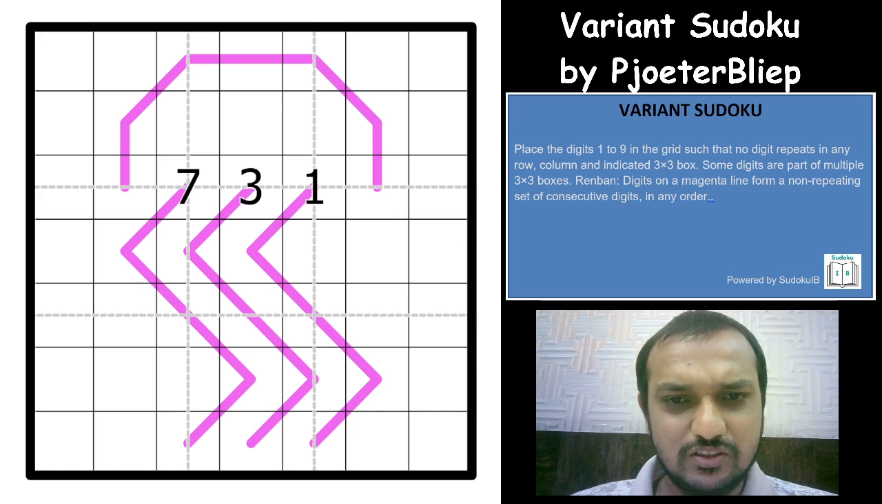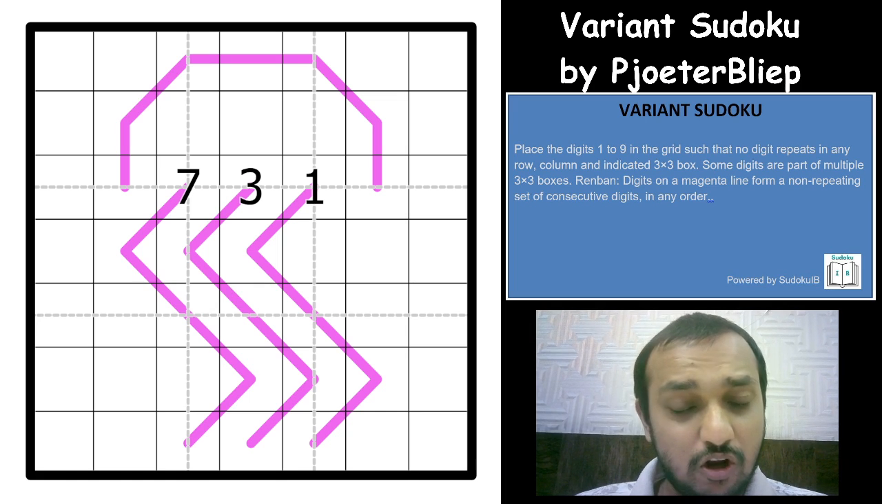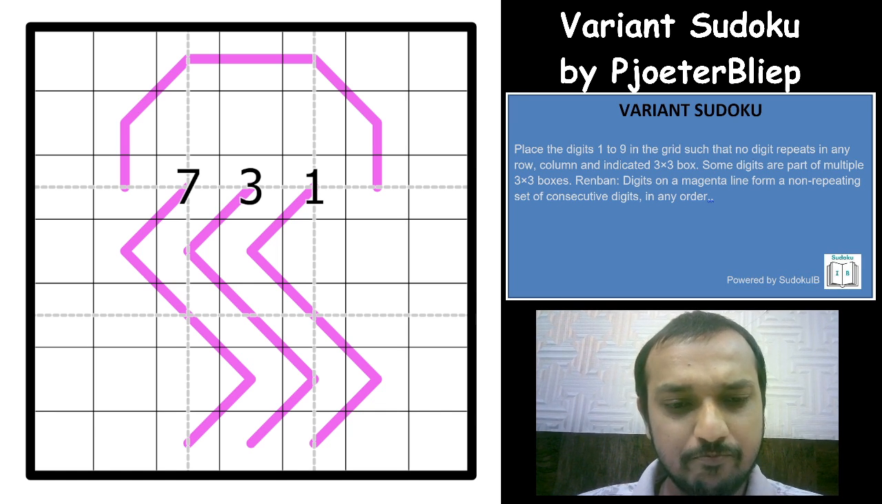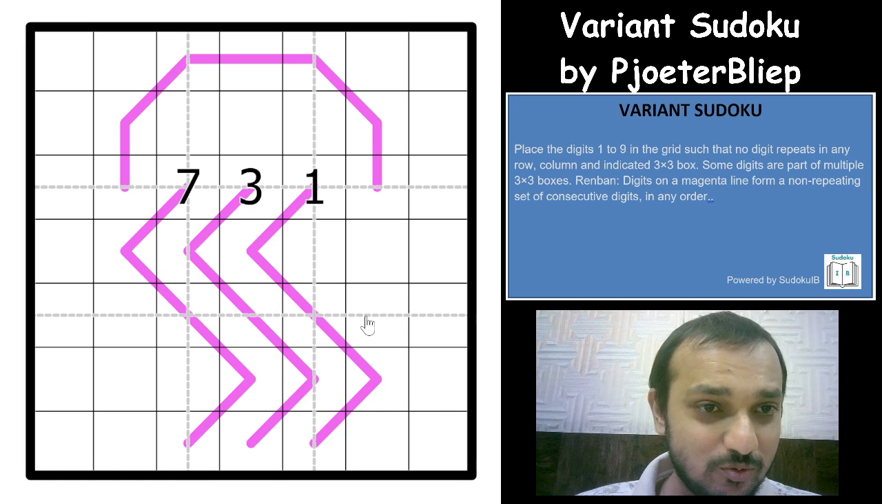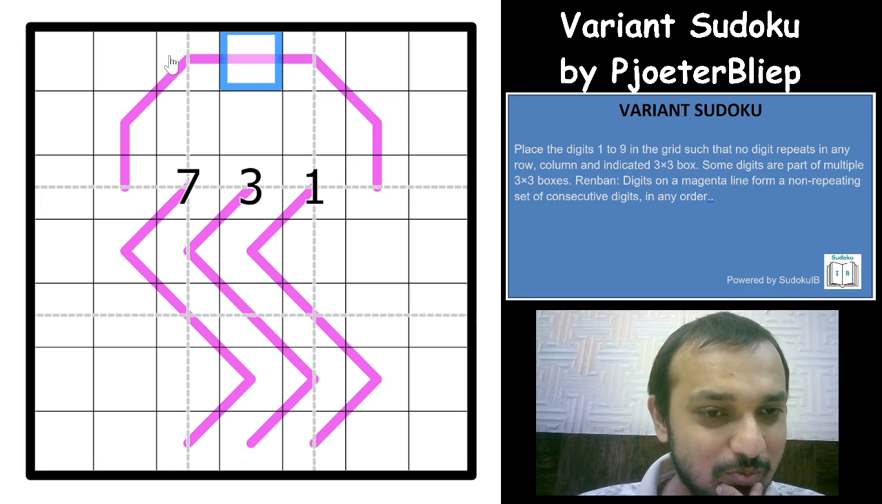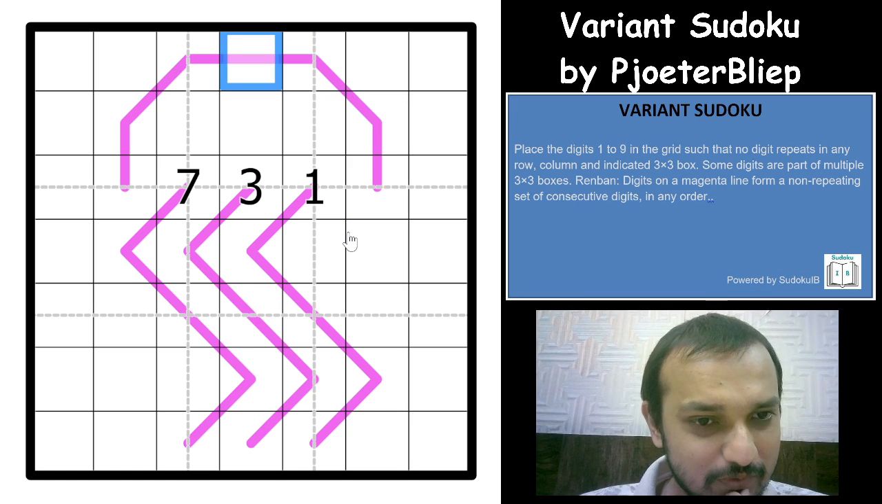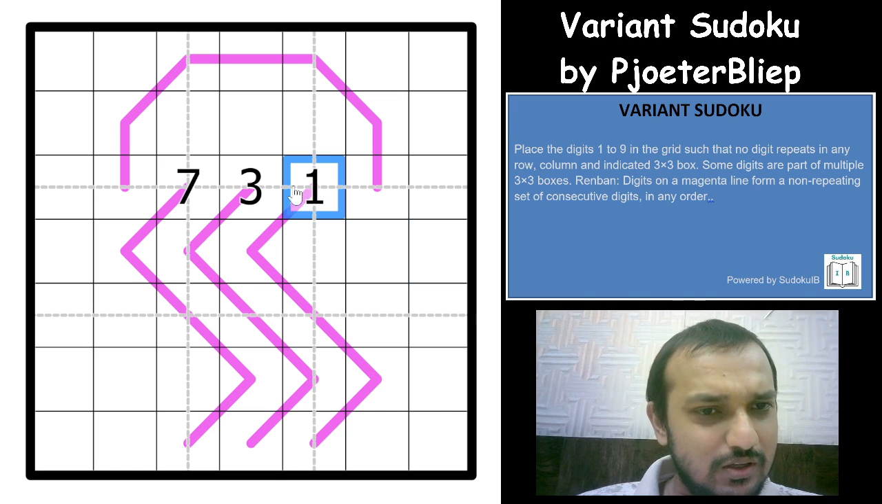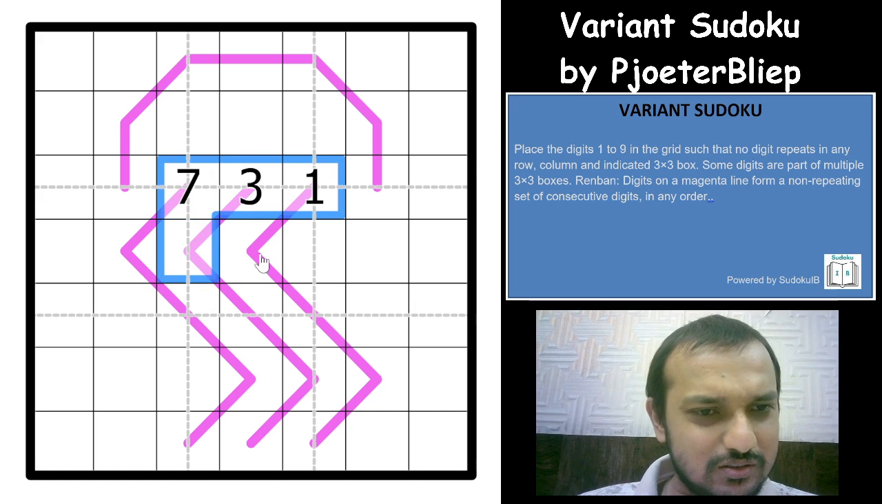Okay, and Renban lines: digits on the line form a non-repeating set of consecutive digits in any order. That's nothing but Renban. Okay, but I am still trying to grasp the visual way of seeing that 3 by 3 box. It's visually quite confusing, but yeah, let's see. I should be able to do this. Okay, I can understand it's not that complex, but you have to see both the ways.